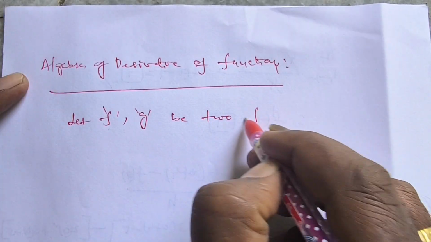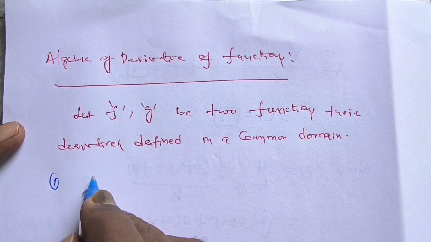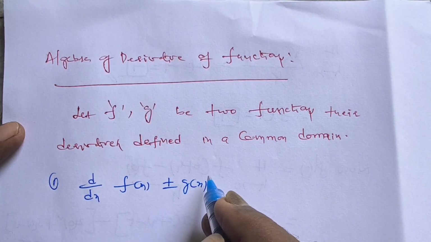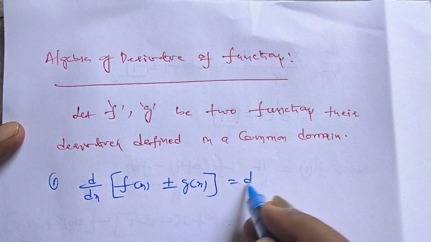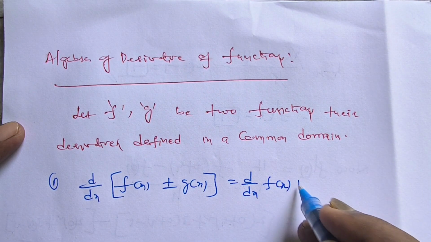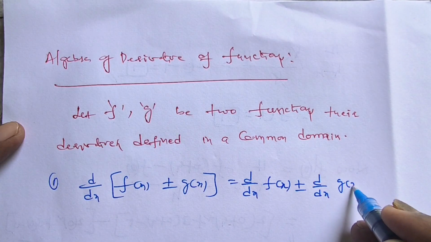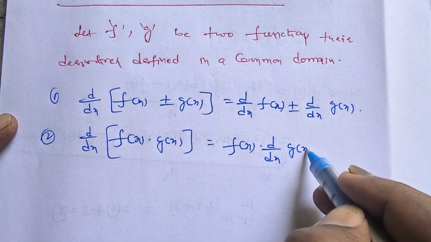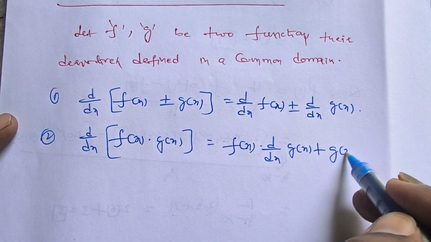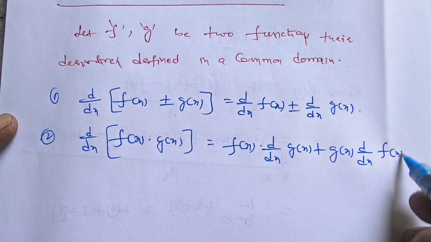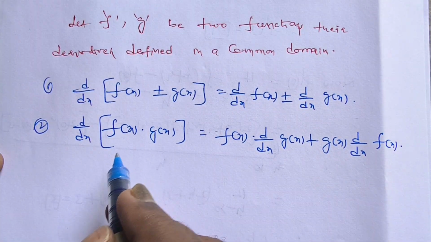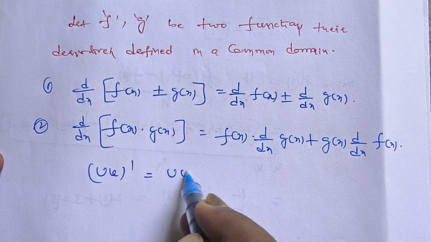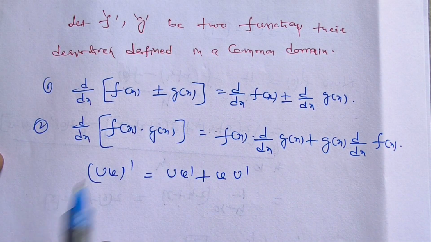Now, algebra of derivative of functions. Here, to define the algebra of derivatives, we have two functions f and g with their derivatives defined in a common domain. The first one is the addition and subtraction rule. Derivative of f of x plus or minus g of x is equal to derivative of f of x plus or minus derivative of g of x. And the second one is the product rule. D by dx of f of x into g of x is equal to f of x into derivative of g of x plus g of x into derivative of f of x. This formula can also be written in UV form if we put u as f of x and v as g of x. So uv whole dash is equal to uv dash plus vu dash.